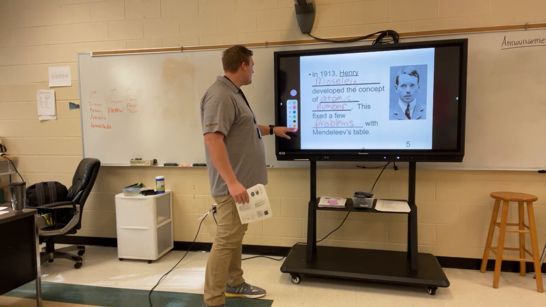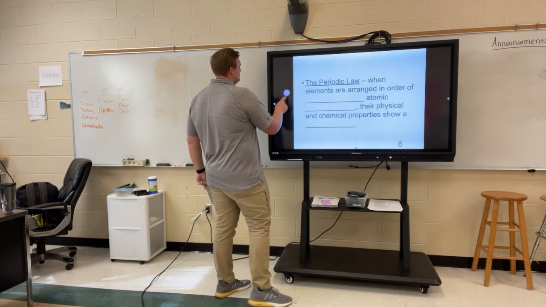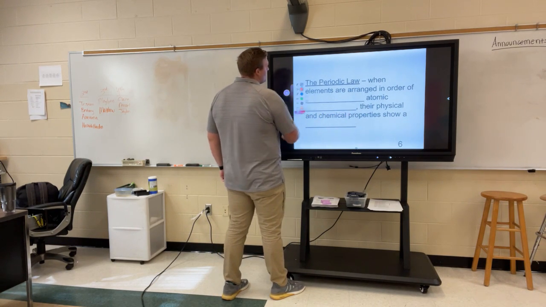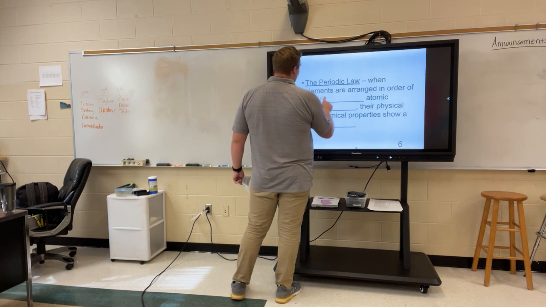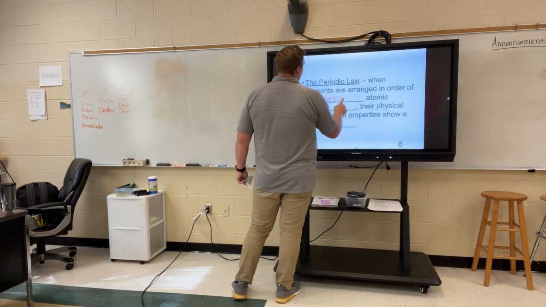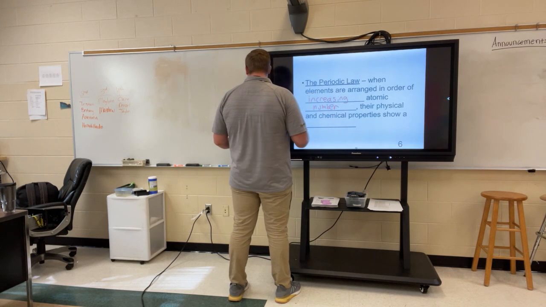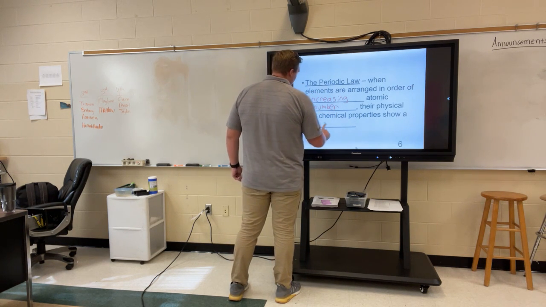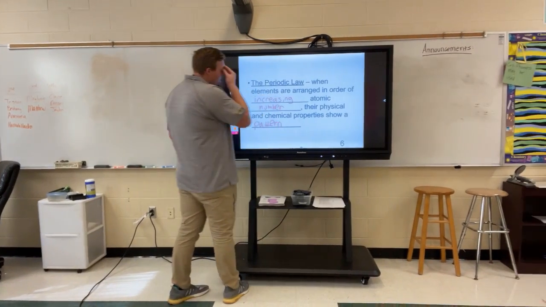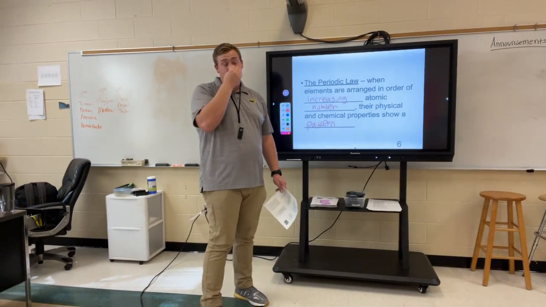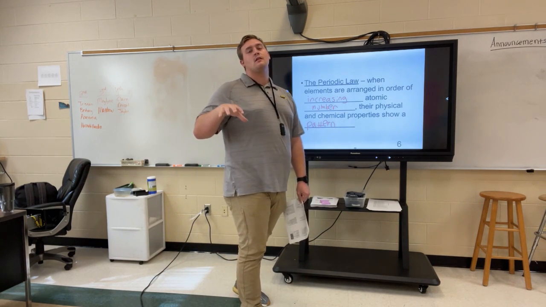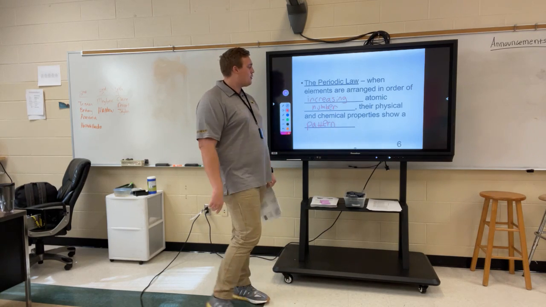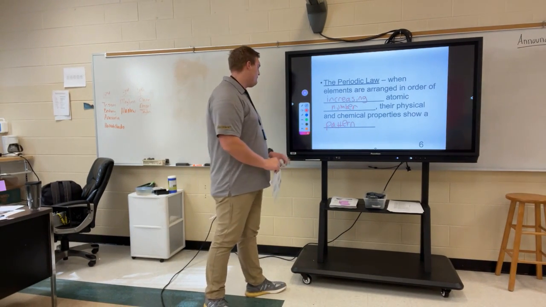And so through this, he came up with the periodic law. The periodic law says when elements are arranged in order of increasing atomic number, their physical and chemical properties show a pattern. So we can see some properties if we look at it in this direction. By using atomic number, we actually see some chemical and physical properties shown in a pattern, okay?